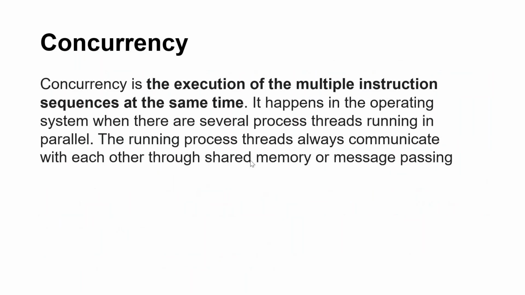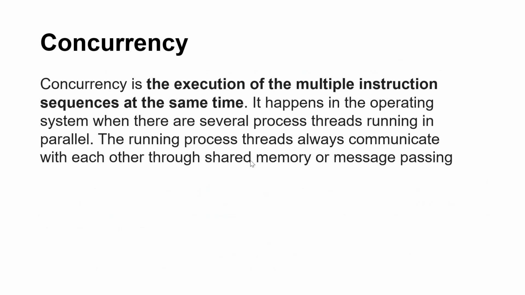So what is concurrency in the kernel? Concurrency is the execution of multiple instruction sequences at the same time. So that means you are executing multiple instruction sequences at the same time. Concurrent jobs have to be run by the kernel. This concept is called concurrency. It happens in the operating system when several processes or threads are running in parallel.